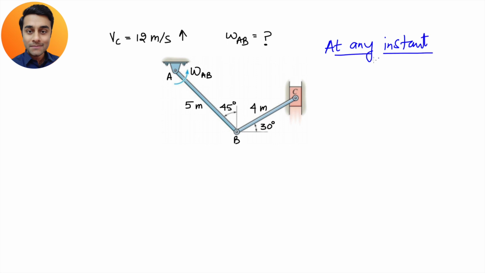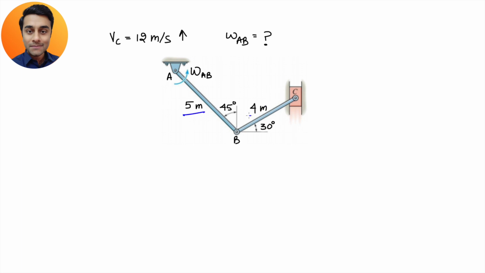For every other instant, the angles and orientations will change, the position of the slider or of these members AB and BC will change. So everything in the link will change. So velocity analysis is done for any particular instant. Clear?